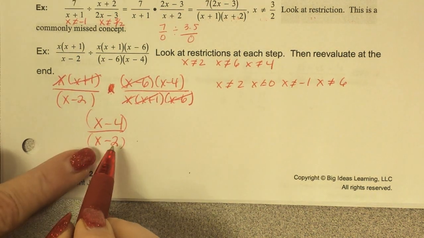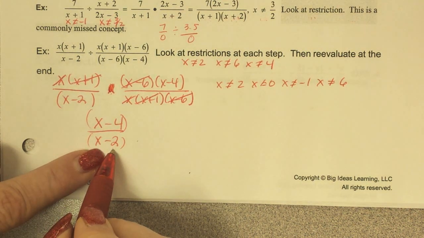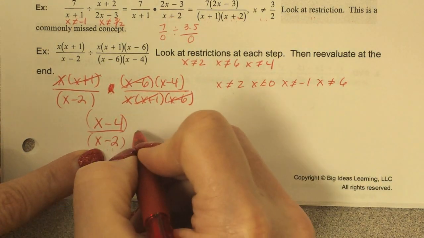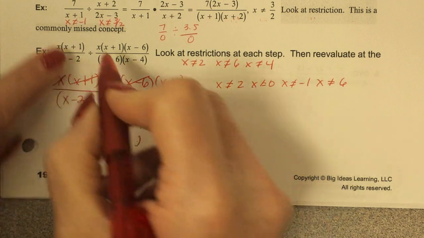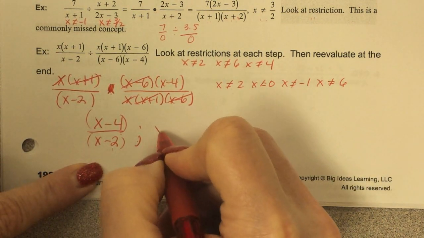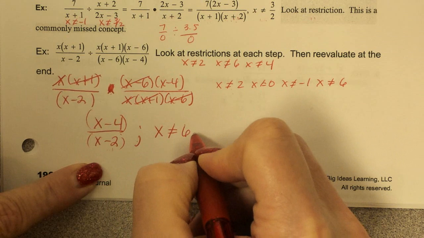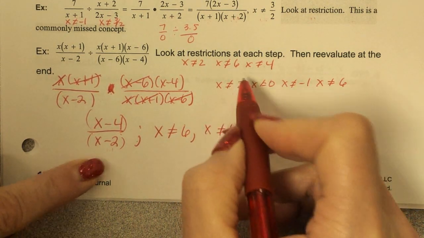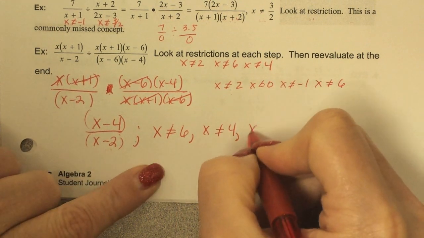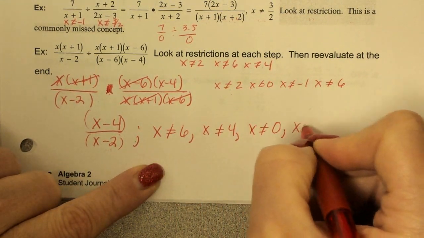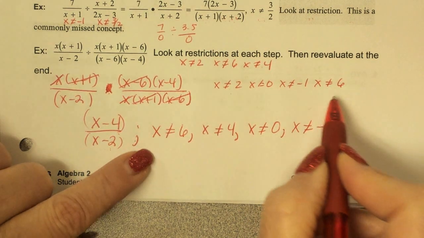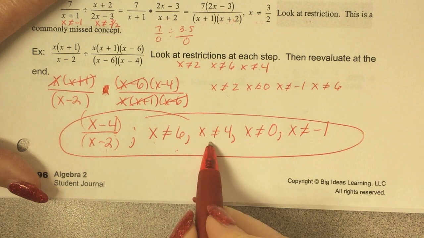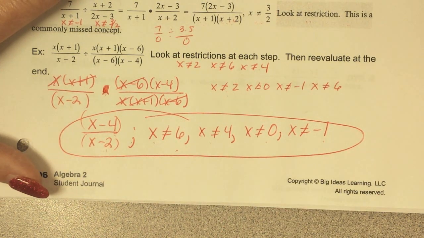So now I can see x cannot be 2, right? So I don't have to write that. I don't have to write x cannot be 2, but I got to write all the rest of this. I got to say this is equal to the original as long as x does not equal 6, x does not equal 4. Oh, we already know x can't be 2. x cannot be 0. x cannot be negative 1, and I already said x can't be 6. Now it would be equivalent, as long as x doesn't equal any of those numbers.